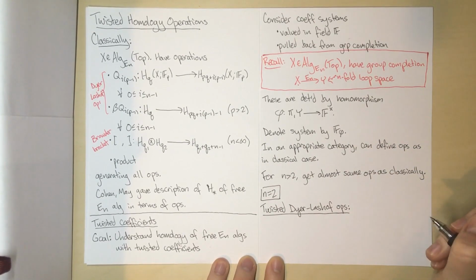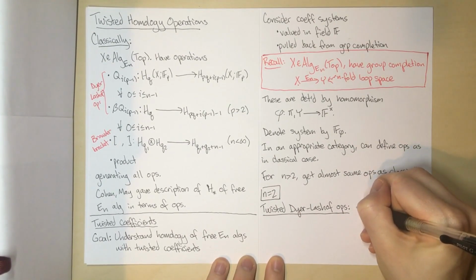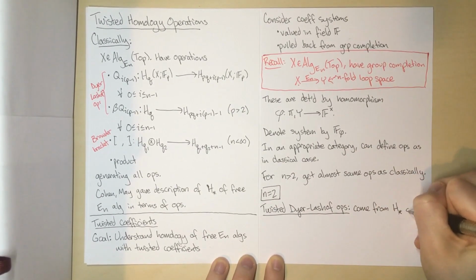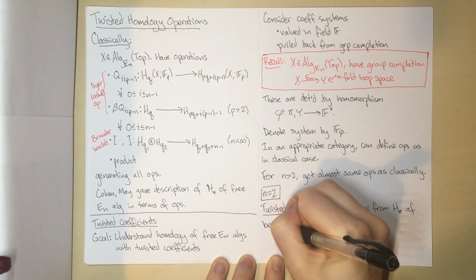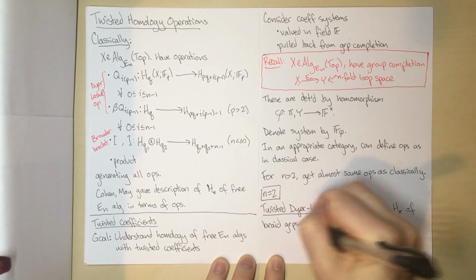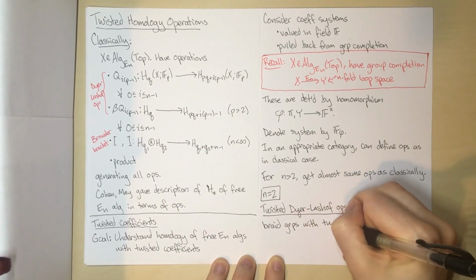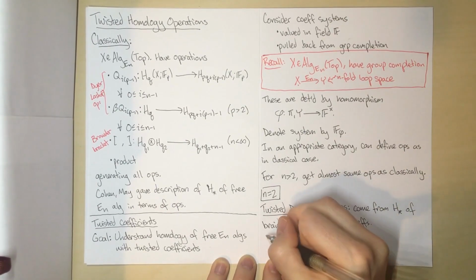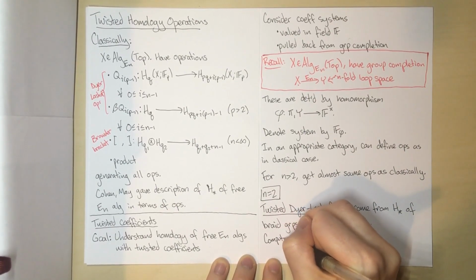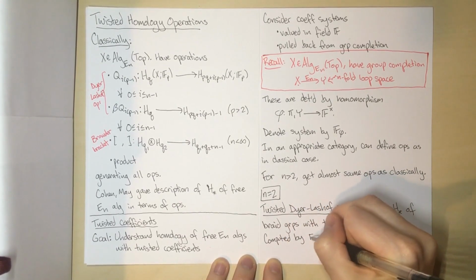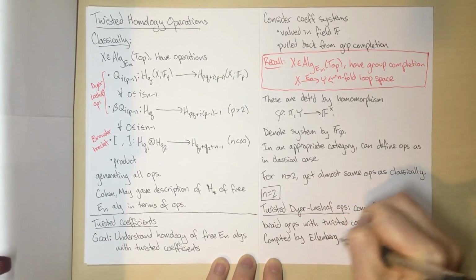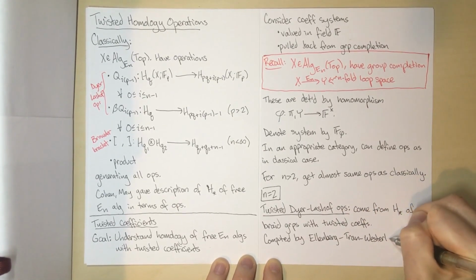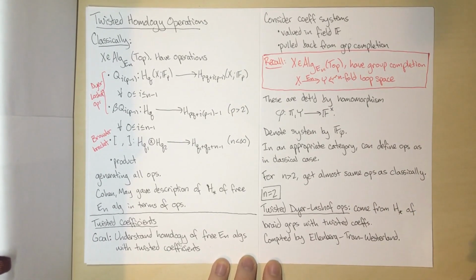So I haven't told you how to construct the operations, but these come from the homology of braid groups. And here that's with a certain twisted coefficient system. And what's really nice about this is that these were already computed by Ellenberg, Tran, and Westerland. So from their computation, I already know what operations I get in this case.